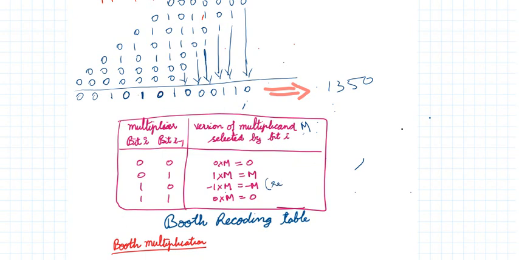So if it is minus m, the idea is to represent m in 2's complement. That is, represent the multiplicand in 2's complement. Okay. Right. That's the idea.